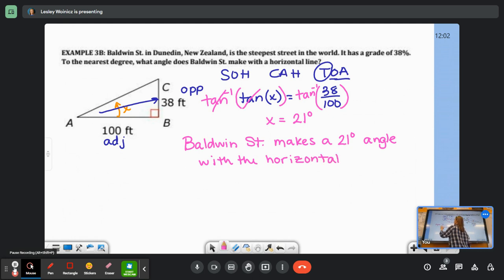That's steep. How'd you like to bike up that bicycle? Is that the end? Yep. We're done.